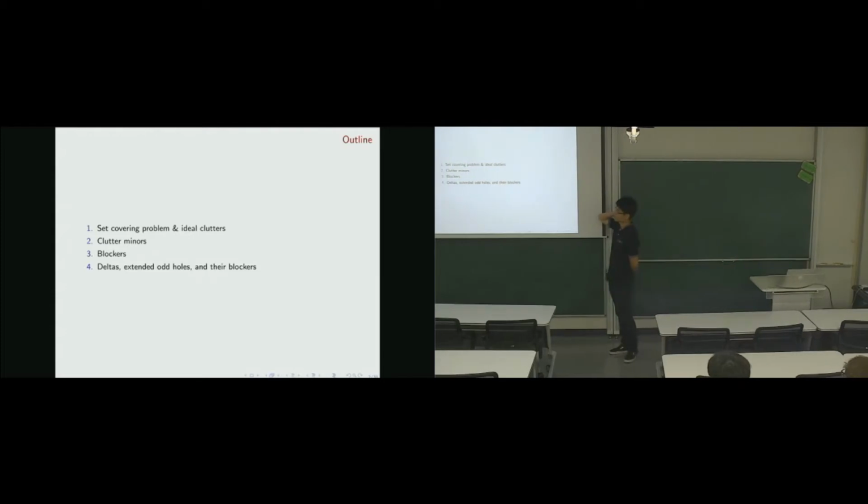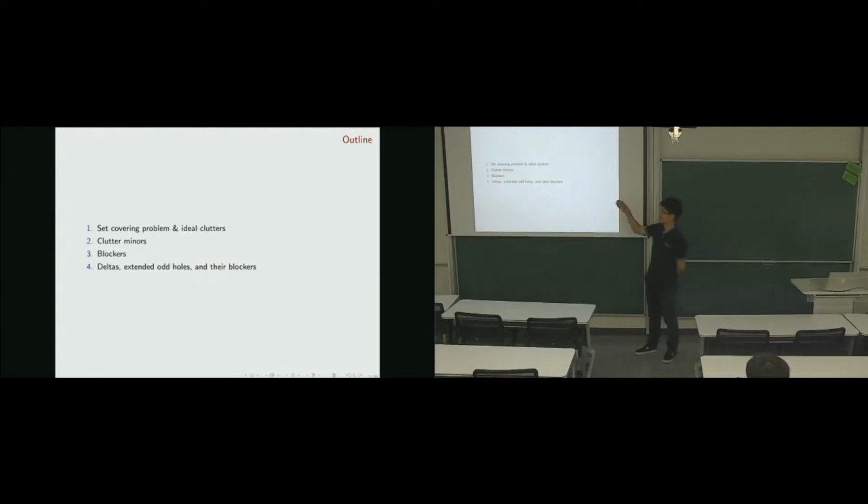I'm going to define the set covering problem and ideal clutters, and I'll define two important notions in clutter theory, that are clutter minors and blockers. Then I will define some classes of clutters, that are deltas, extended odd holes, and their blockers. And I'll show that these are non-ideal clutters.